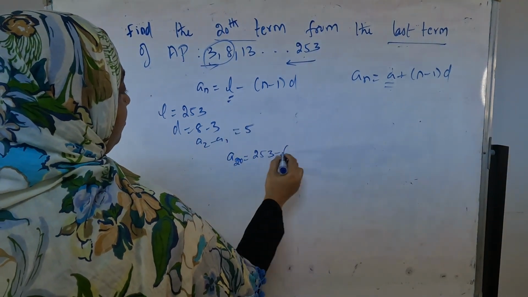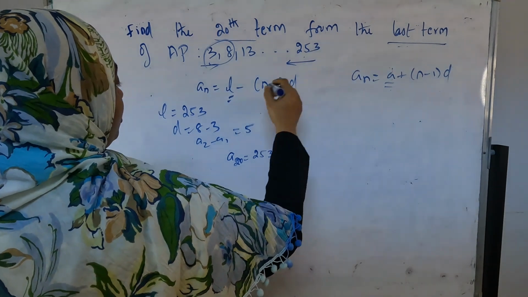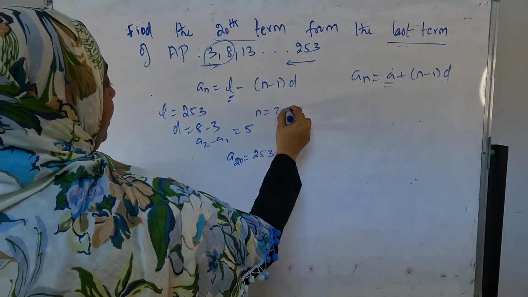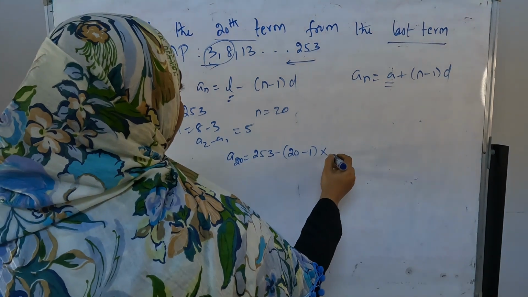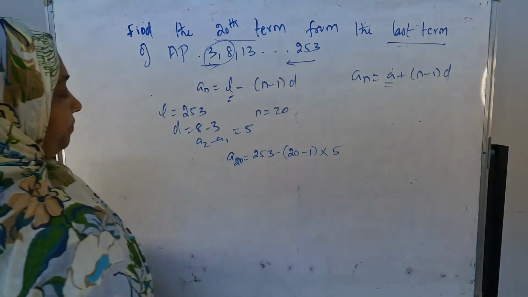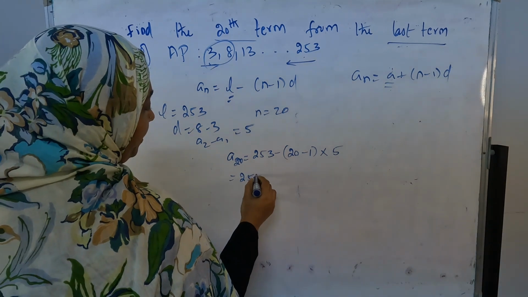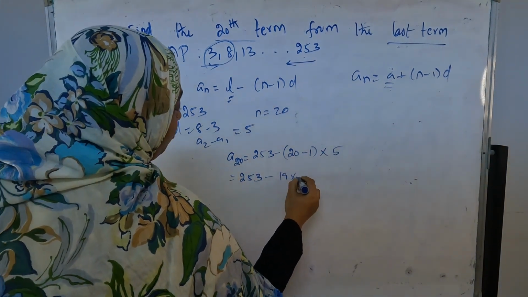So here it is the 20th term, so n is 20. n is also given here. n is 20. Okay, so 20 minus 1 into d is what? d is 5. So 253 minus 19 into 5.